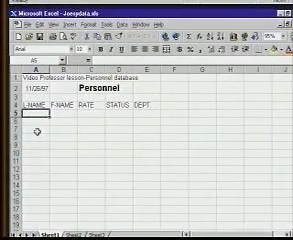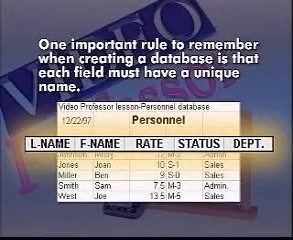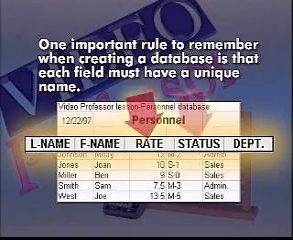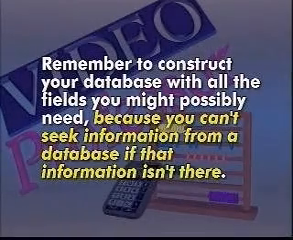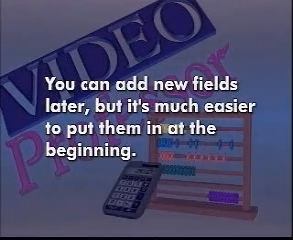I'm sure you can think of many more fields such as address, phone, hire date, and so on. If you do, adding another field is easy. Just select or insert another column and name it for the desired field. One very important rule to remember when creating a database is that each field must have a unique name. Another important rule to remember is to initially construct your database with all the fields you might possibly need, because you can't seek information from a database if that information isn't there. You can add new fields later, but it's much easier to put them in at the beginning.